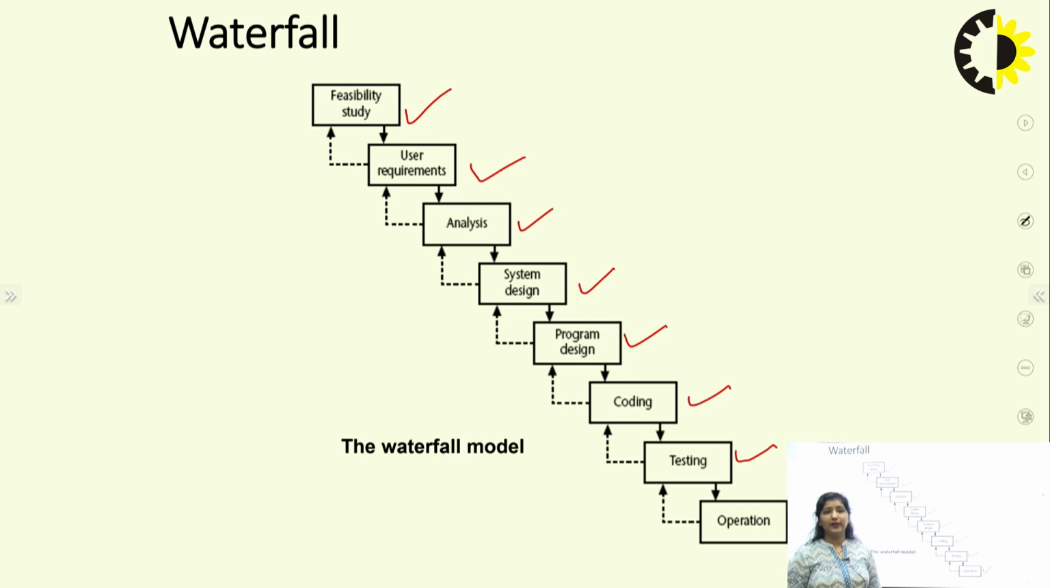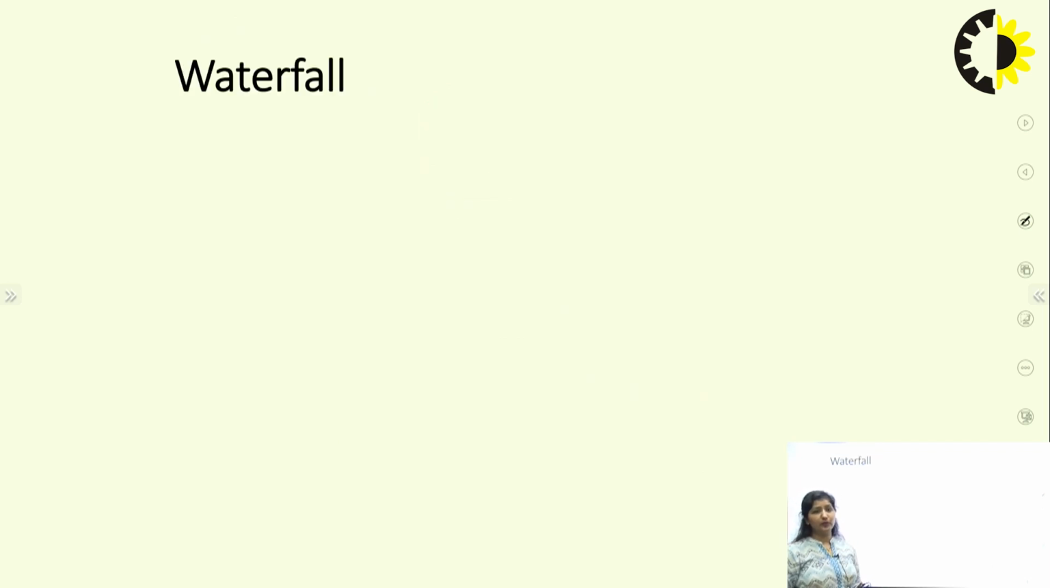Then we are going to identify the user requirements. From the user requirements, the analysis will be done. From that analysis, the system design will be developed. Program design will be there, with various types of DFDs, use cases, ER diagrams, collaboration diagrams, class diagrams, and sequence diagrams, all of which will be developed at the program designing level. From there, the coding will be done in the required technology. Then the testing will be done and the final operation will be done. So this is how a waterfall model works.